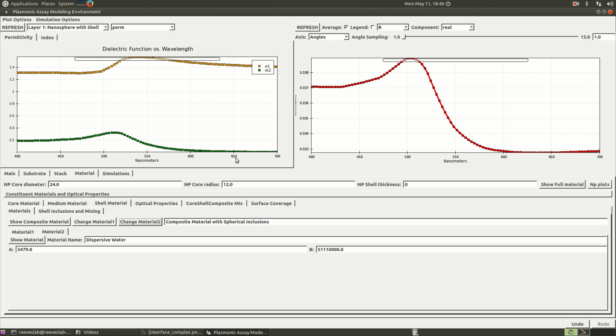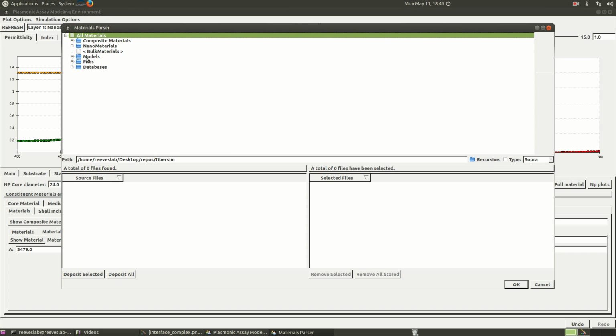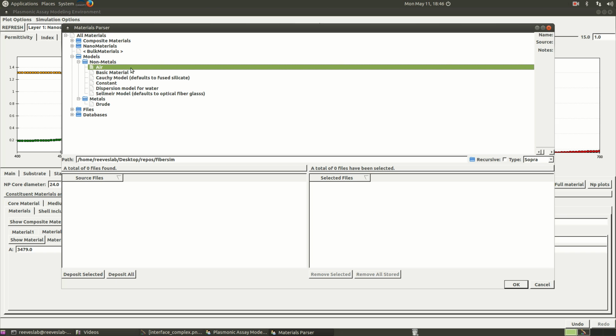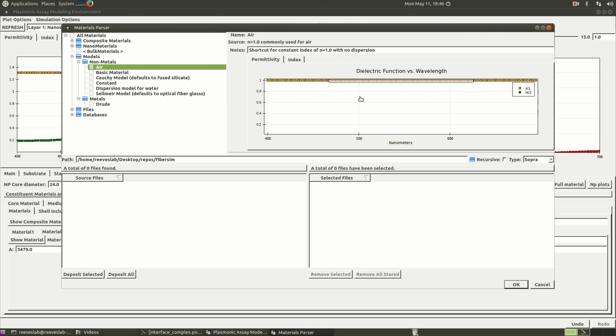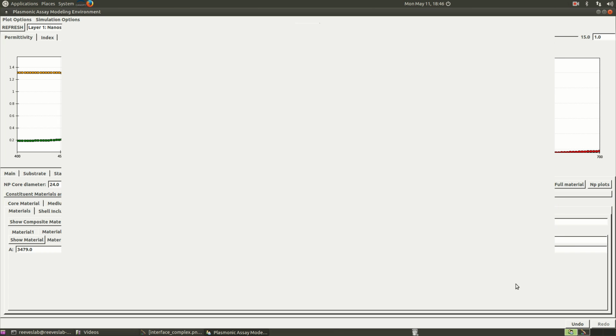Now our medium throughout this is air, so again I have to change material 2 to be air. I added air to the materials adapter since the last tutorial, so now you can just pick air rather than choosing a constant dielectric and setting it to 1. So here is air, just a shortcut.